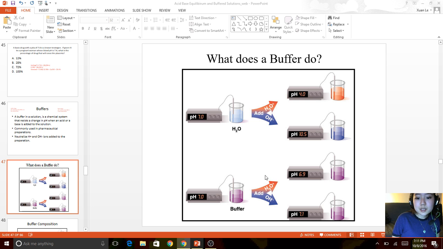So basically, when you add an acid like this, then the base that was already in the solution is going to buffer it out. And then same thing with a base. If you add a base, the acid that previously existed is going to make sure that the solution isn't going to fluctuate.